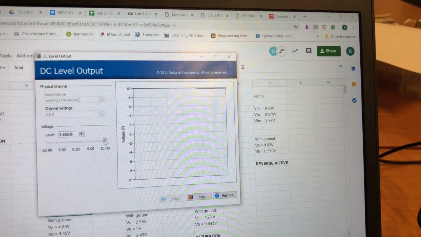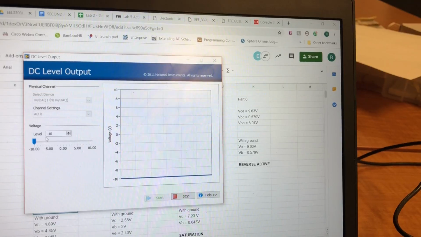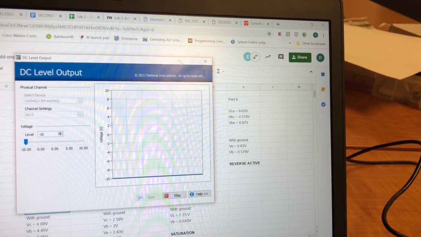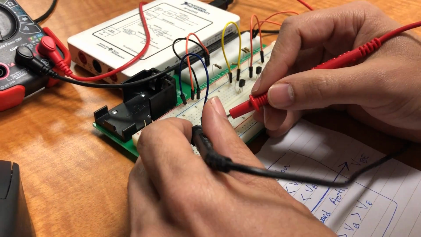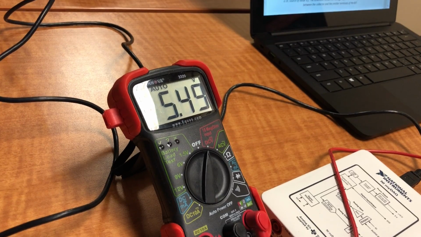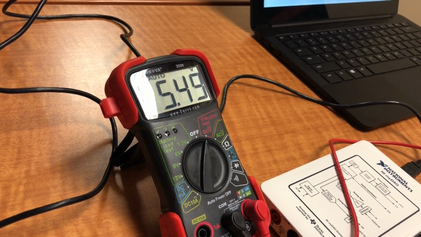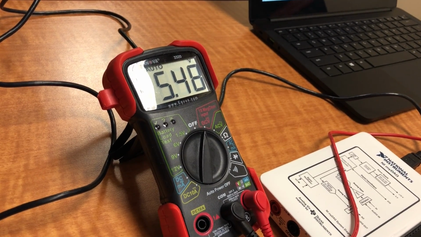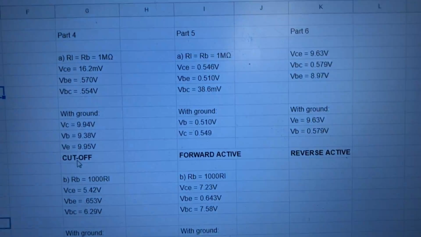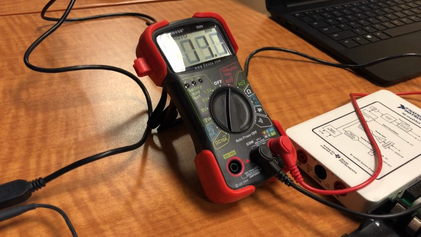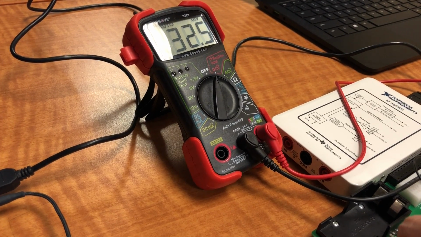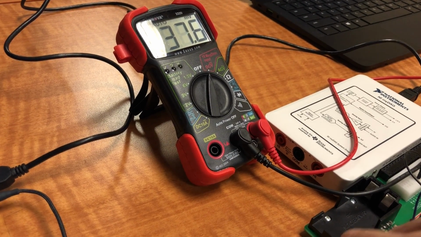For Part 4, we're going to flip the polarities of the sources and change to negative 10 volts. So across collector and emitter, 5.5. What do we got over there? I think that's 16.2. It's 1 megaohm.